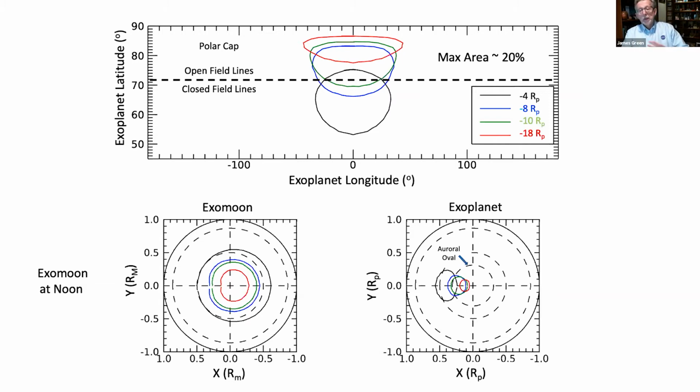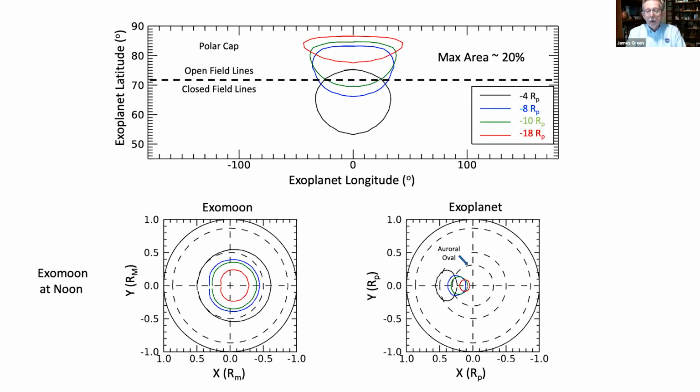And so as the exomoon moves away from the exoplanet, we see those field lines that are connected, therefore closed and not open, interacting into the open field line areas. And so the maximum amount of area that these field lines take away from the open field lines is about 20% when the exomoon is on the day side.